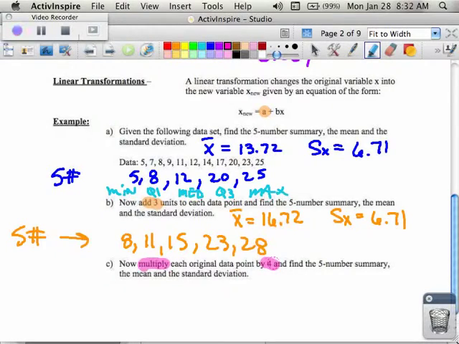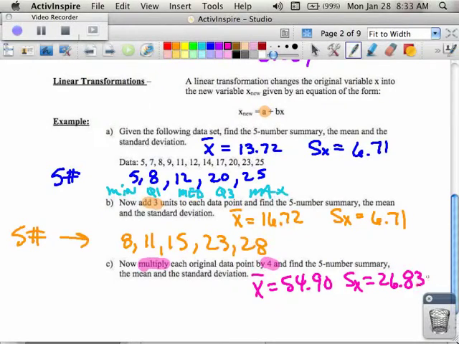And when we talk about it, what we see is that our x bar is 54.9, or 90 repeating. What happened to the original data points, or the original mean? Multiply by 4. Our standard deviation is now 26.838. Did it stay resilient? No.